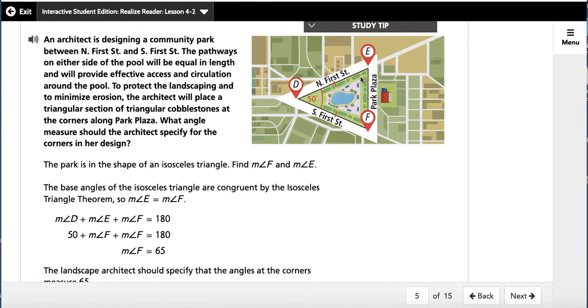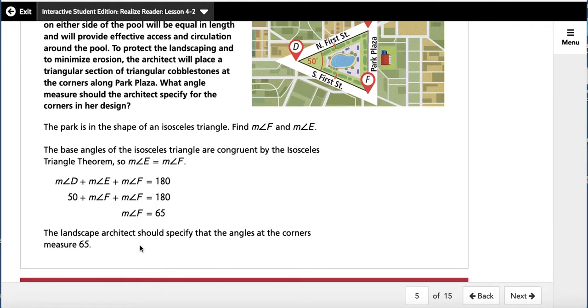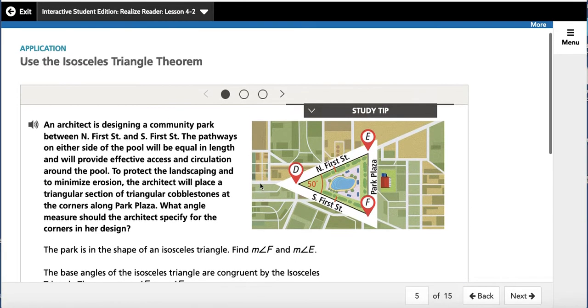They have to all add up to 180 degrees. Measure of angle D, E, and F. Since we know that one's 50, we have angles E and F. Why do they write measure of F and F? It's because we know these two angles are the same. So what you essentially have is 50 degrees plus angle F twice equals 180. Subtract 50 from both sides, you get 2 angle F's equal 130. Divide that by 2, and the measure of angle F is 65. The landscape architect should specify that the angles at the corners measure 65.